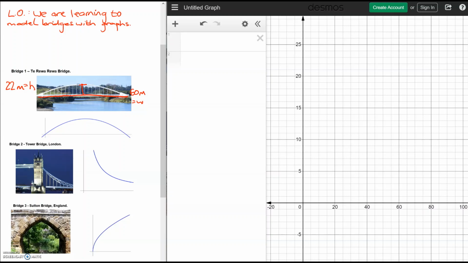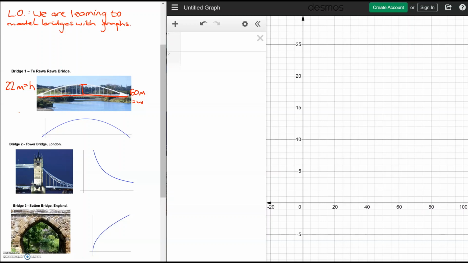Today's video, we've got our learning objective in red. We are learning to model bridges with certain graphs. I've got three bridges set up on the left, and we're going to have a go at using features of the bridge with features of our graph to come up with a mathematical graphical model to represent those bridges. So the first one, this is a local bridge.